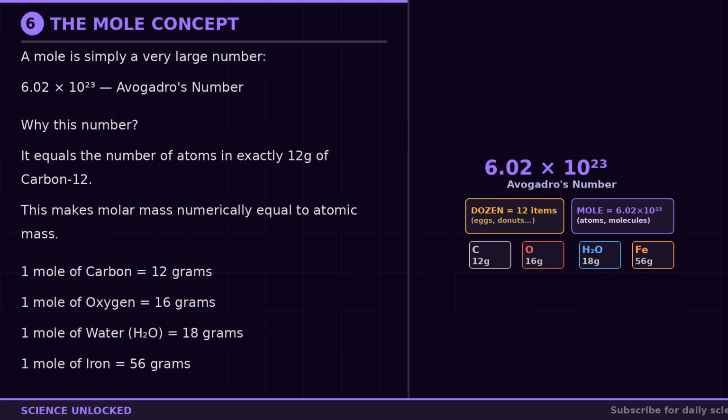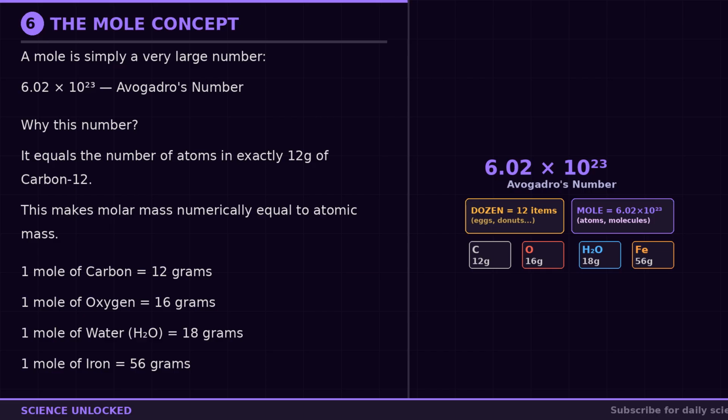Number 6. The mole concept. This is the concept that confuses students more than any other in chemistry. A mole is simply a number. Like a dozen means 12, a mole means 602 followed by 21 zeros. 6.02 times 10 to the power of 23. This number is called Avogadro's number.